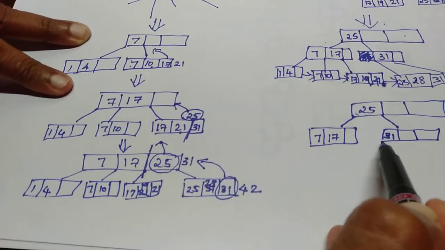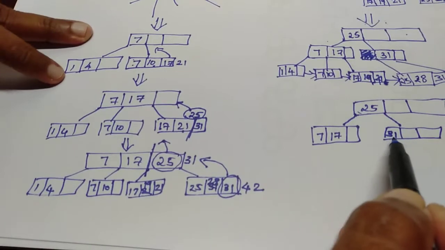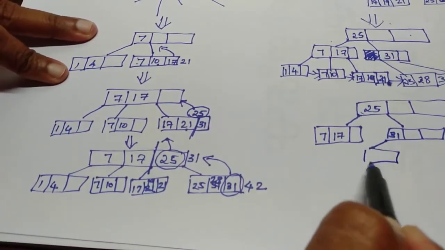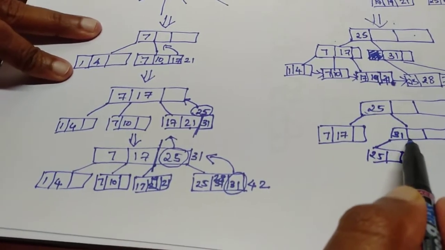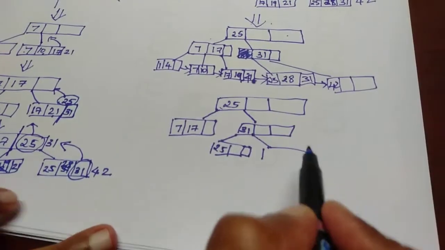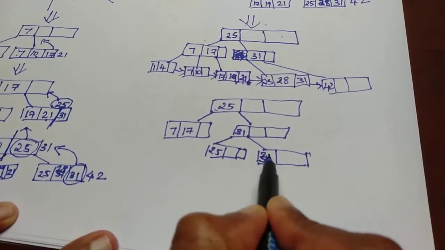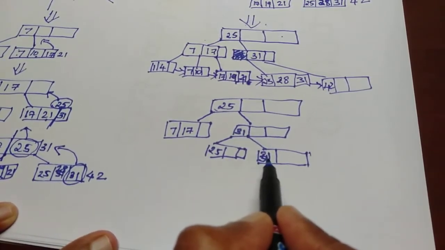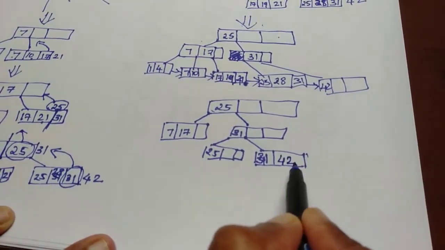Okay. So now what are the elements that we have to the left of 31? I have this element 25 and 2 spaces. Do I have an element to the right of 31? Yes. To the right of 31, I have got the elements. I have to write 31 because this element is there over here. So I am writing 31 and 42.